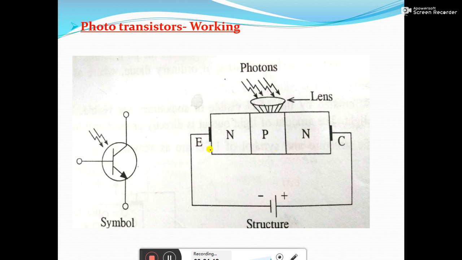Here you can see there are only two terminals, that is emitter and collector. There is no potential connected to the base. The base is left open. On the base, there is a lens that is fixed. In some cases, a window is made here, so that this base region is exposed to the light rays. As you can see here, the emitter, the n region, is connected to the negative terminal of the battery source, and the collector is connected to the positive terminal of the battery source. No doubt, here the output current in the case of the transistor is nothing but IC.